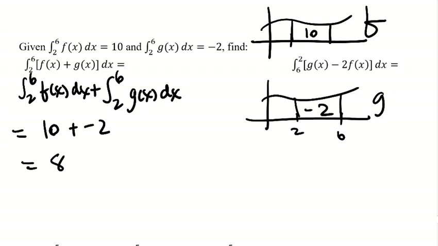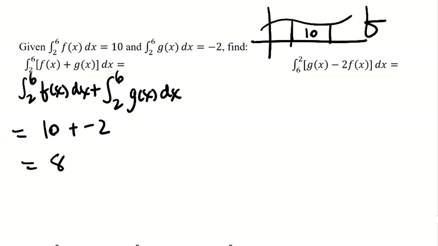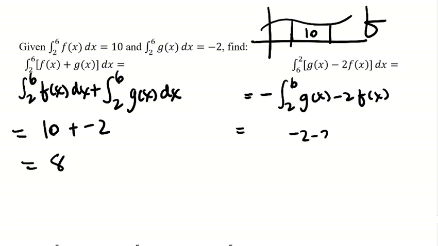Then this one, g of x minus 2f of x. Okay, well that's going to equal the negative of the integral from 2 to 6 of g minus 2f. And so g of x minus 2f of x would be negative 2 minus 2 times 10. And then we're going to make it negative. So negative 2 minus 20 more is negative 22. So I make that positive, and that'll be positive 22.